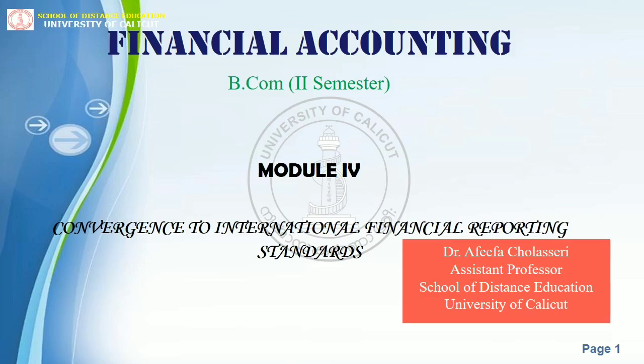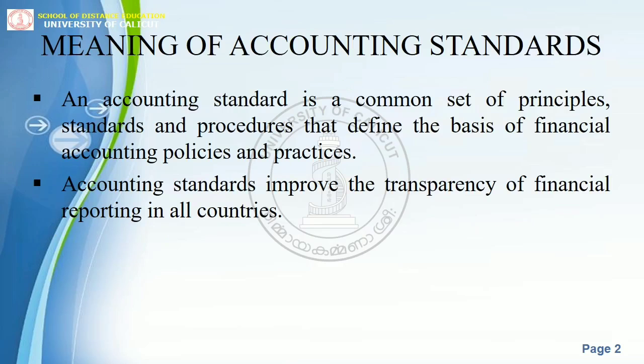Module 4, Convergence to International Financial Reporting Standards. Meaning of accounting standards. Accounting standards improve the transparency of financial reporting all over the countries. An accounting standard is a common set of principles, standards, and procedures that define the basis of financial accounting policies and practices in a company.